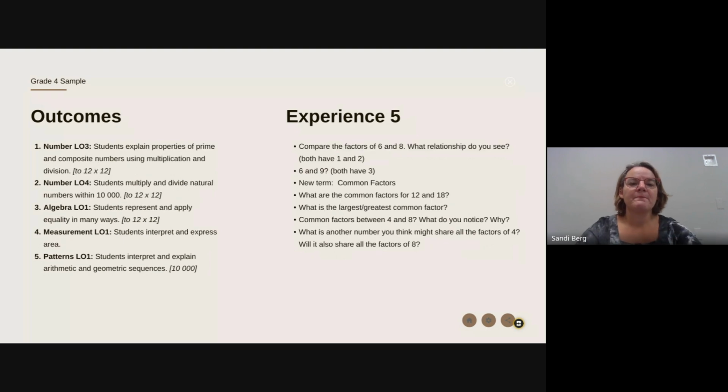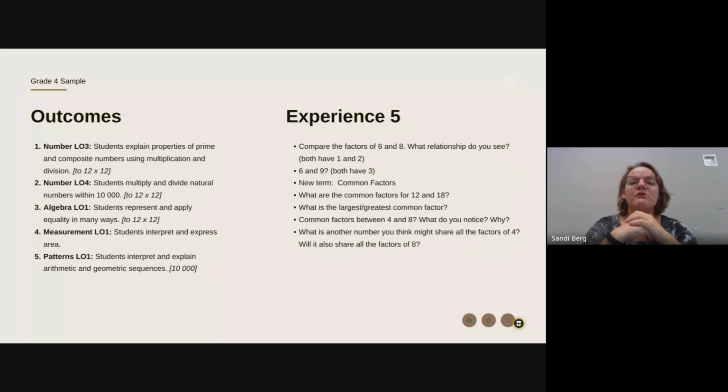Experience number 5. Compare the factors of 6 and 8. What relationships do you see between the factors? So they both have 1 and 2. What about 6 and 9? Well, they both have 3. So here's a new term, common factor. So 1 and 2 are common factors for 6 and 8, and 3 is a common factor between 6 and 9. So knowing that, what are the common factors for 12 and 18? And what's the largest or the greatest common factor for all of those?